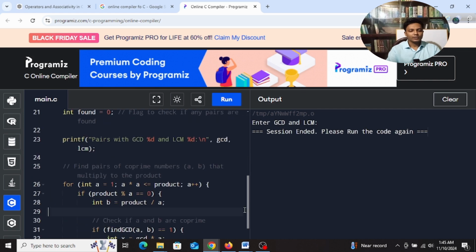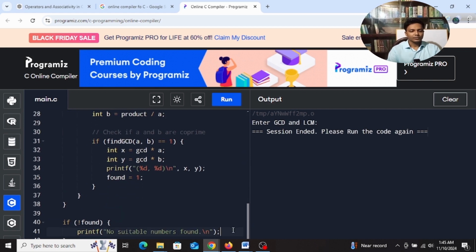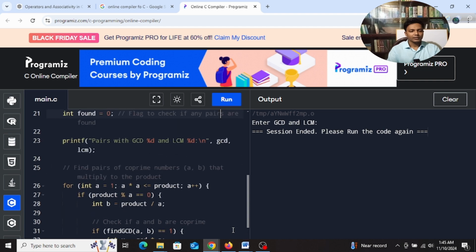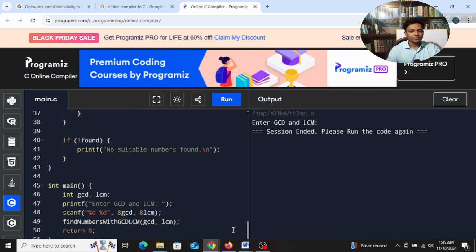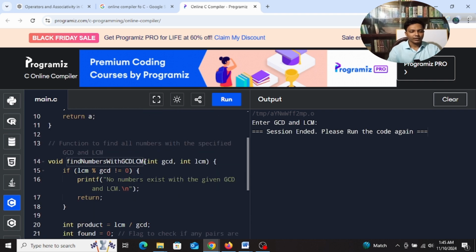You see here, we'll start from the main function. The main function starts from here. We have two integer variables, GCD and LCM, and we're saying enter GCD and LCM. So the user will give us input to find the numbers with GCD and LCM. This is the function our program will go to now. Here is the function, and we have GCD and LCM as parameters.